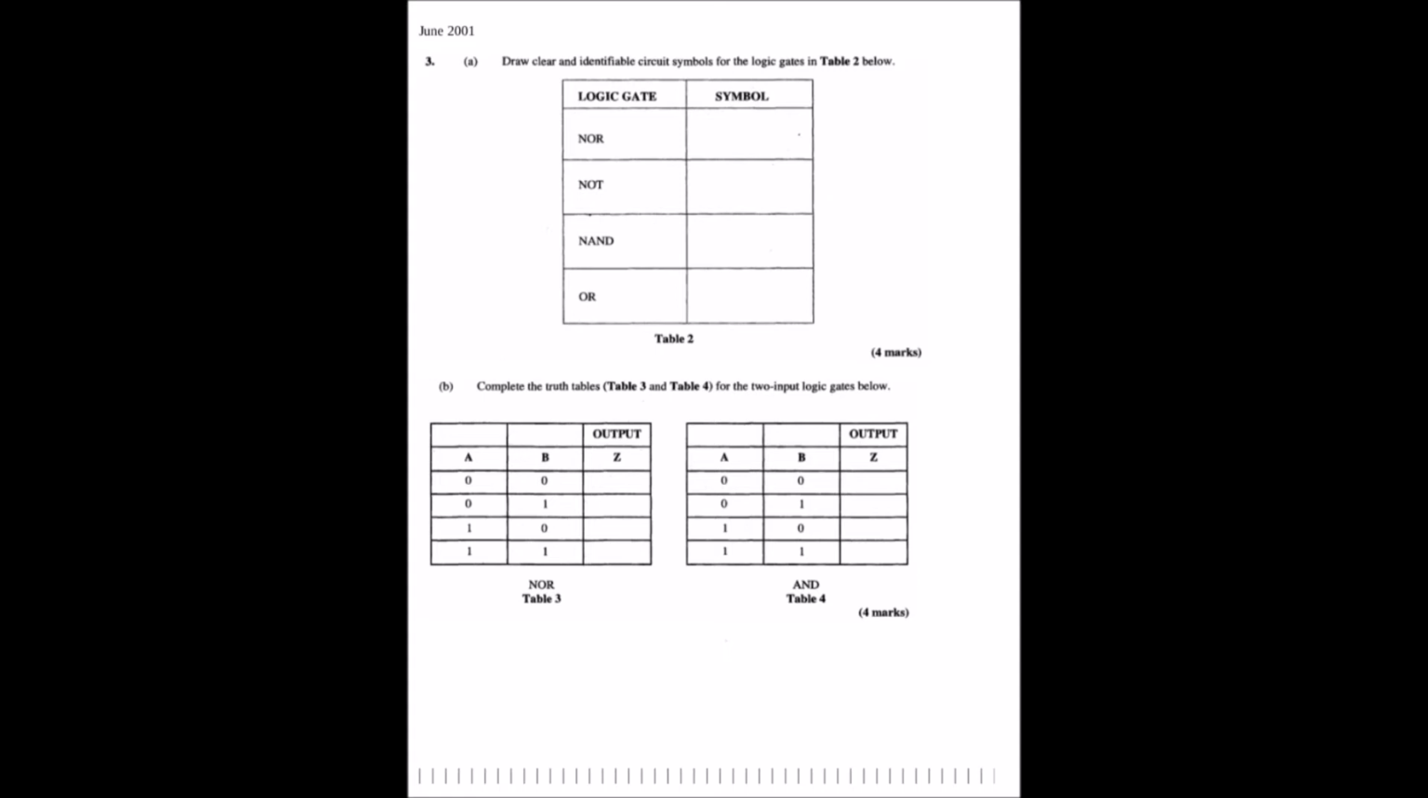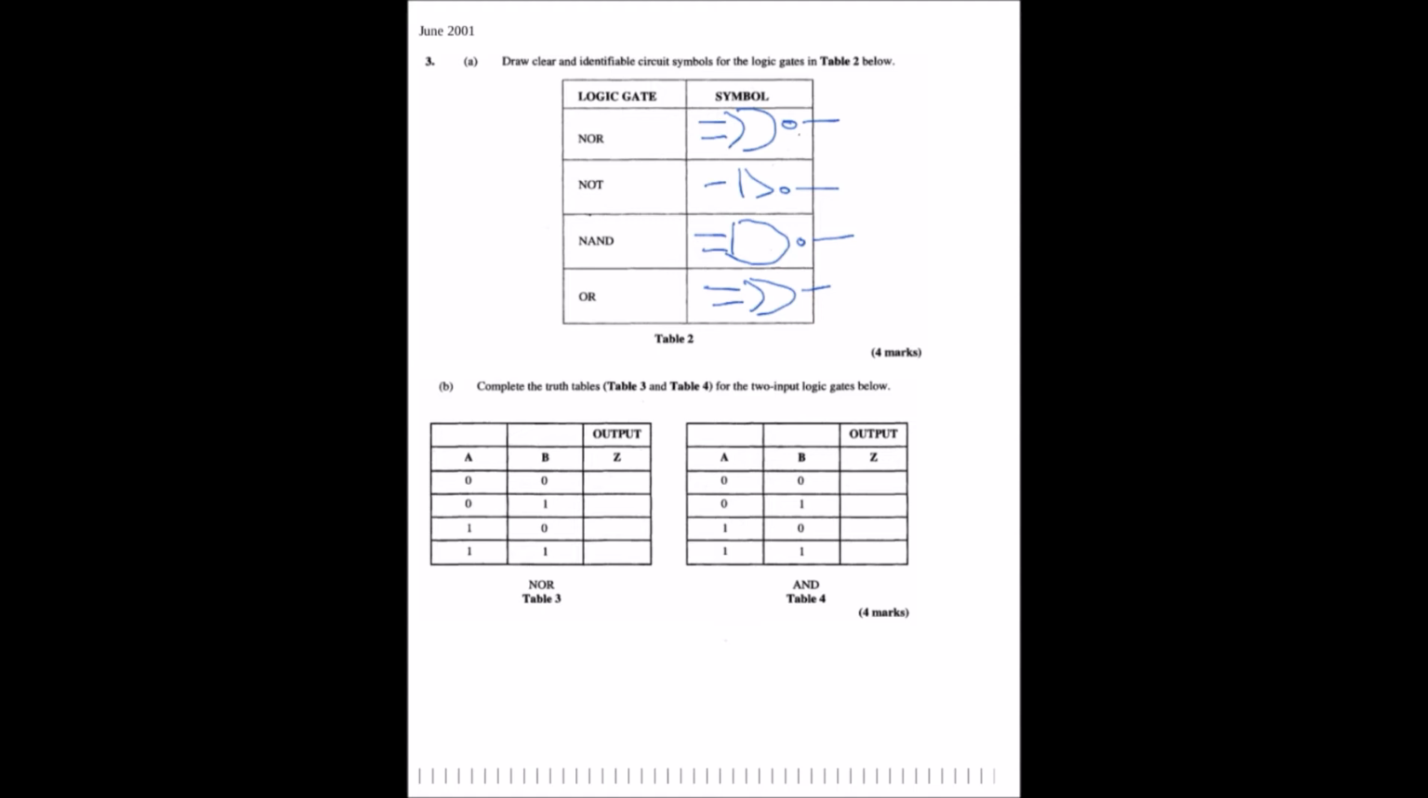Okay, so draw, clear, and identify the circuit symbol of the logic gate. So a NOR gate, that's not an OR. A NOT gate is a triangle with a circle at the top. A NAND gate is like a popsicle, with a circle at the top, and it goes on. And an OR gate, there you go.